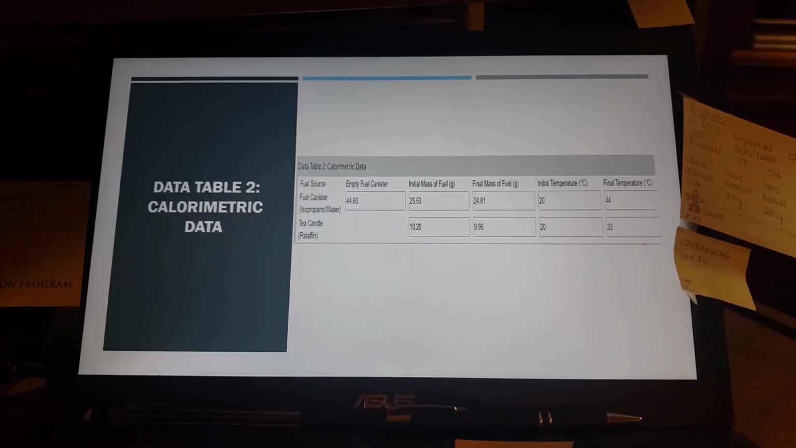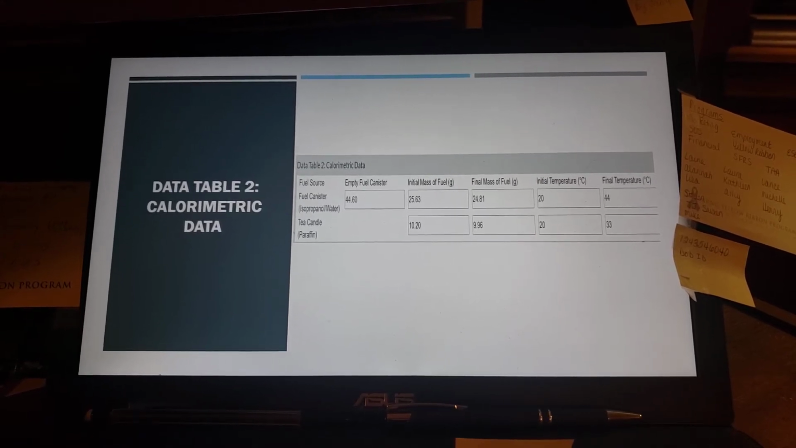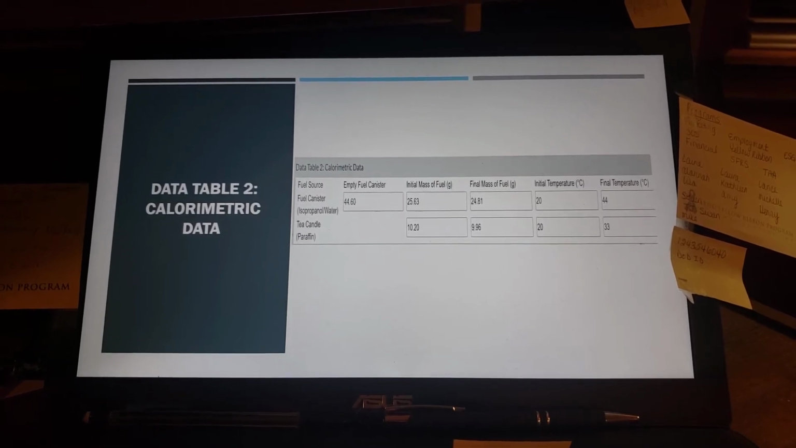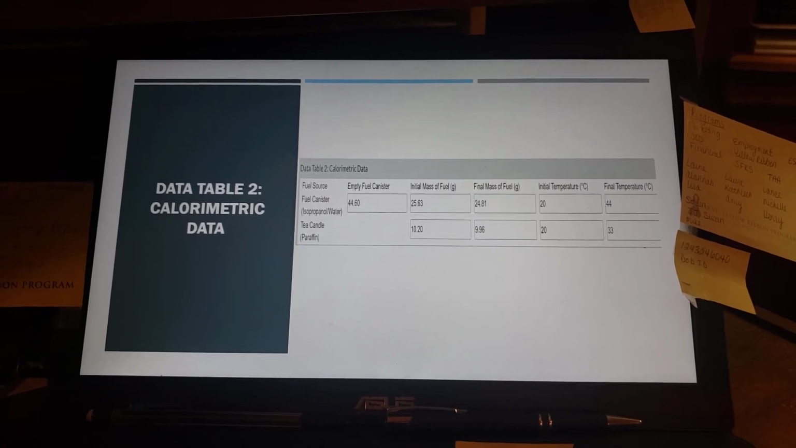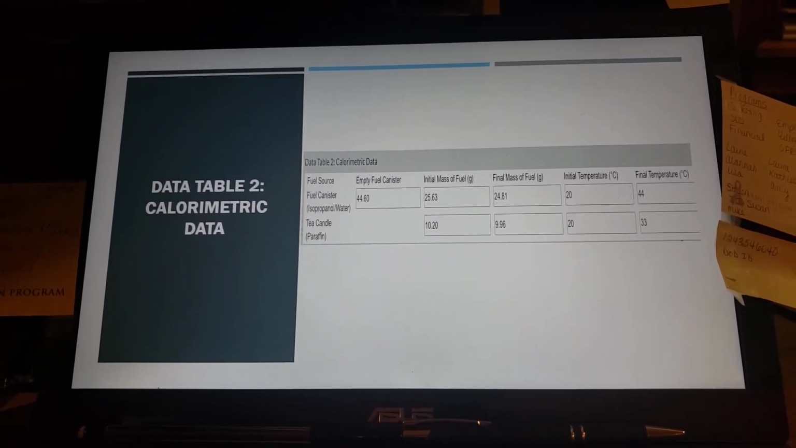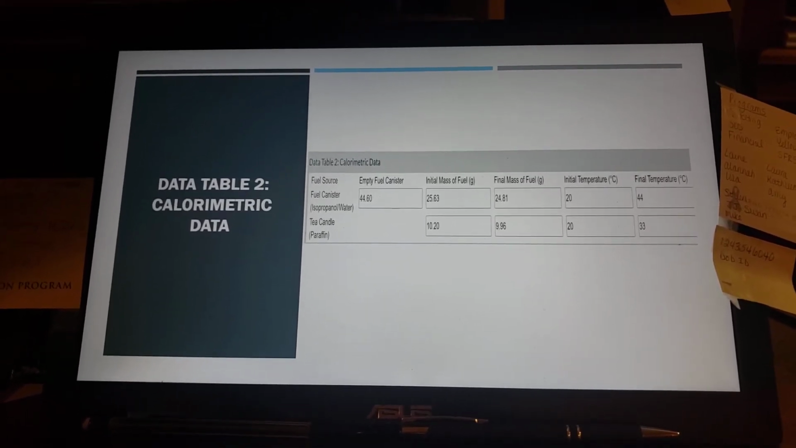Data table 2 is the calorimetric data, and I started with an empty fuel canister at 44.60. The initial mass was 25.63. The final mass was 24.81. The initial temperature again was 20, and my final temperature when the experiment was over was 44.